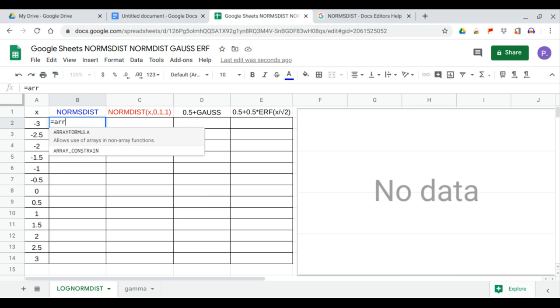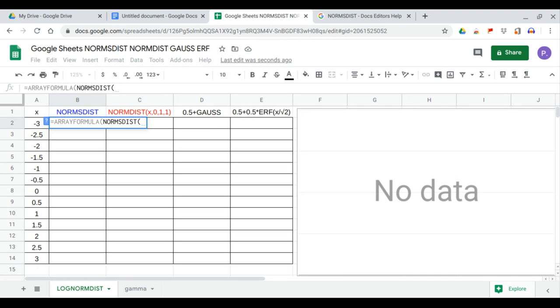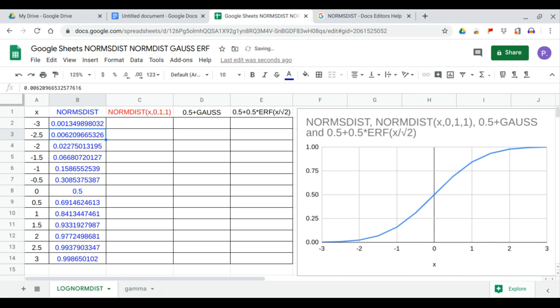So, array formula, NORMSDIST of the x values. You can also use NORMDIST of x, comma 0, which is the mean, comma 1 for the standard deviation, and 1 for cumulative distribution.